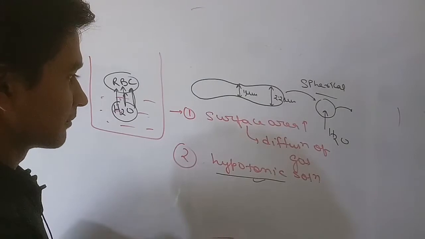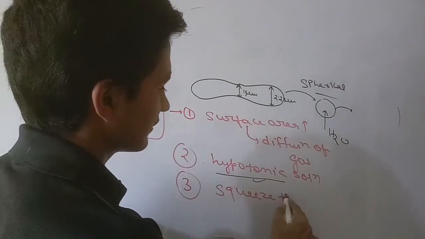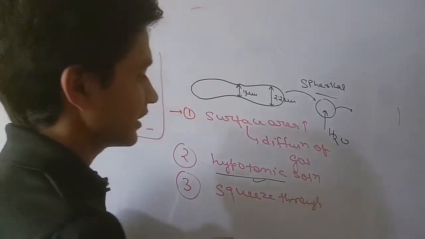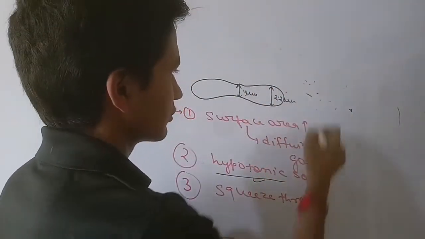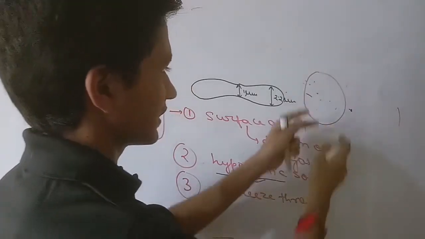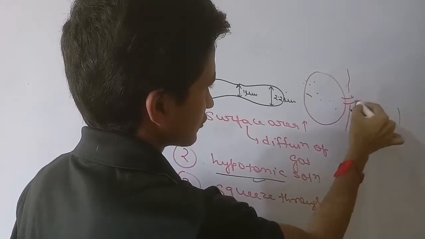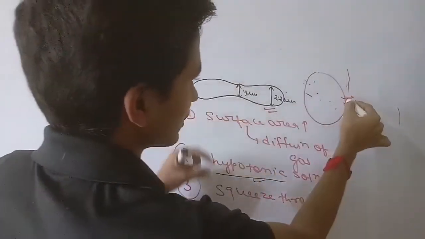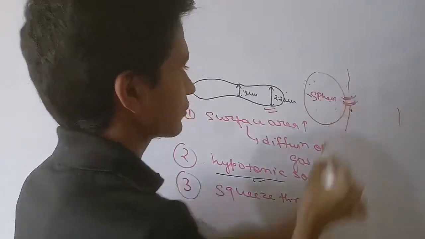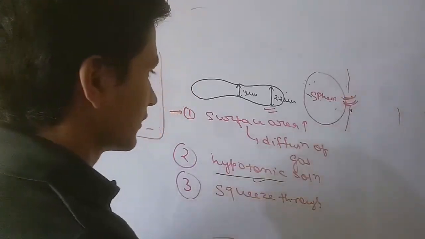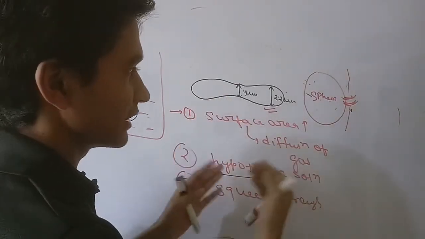The third benefit of the biconcave cell is that it can squeeze through capillaries very easily because of this shape. Suppose this is your capillary, and the cell has to pass through it. The biconcave cell can easily pass through this pore, but a spherical cell cannot easily pass through this pore. So the biconcave shape helps RBC squeeze through the capillary very easily.